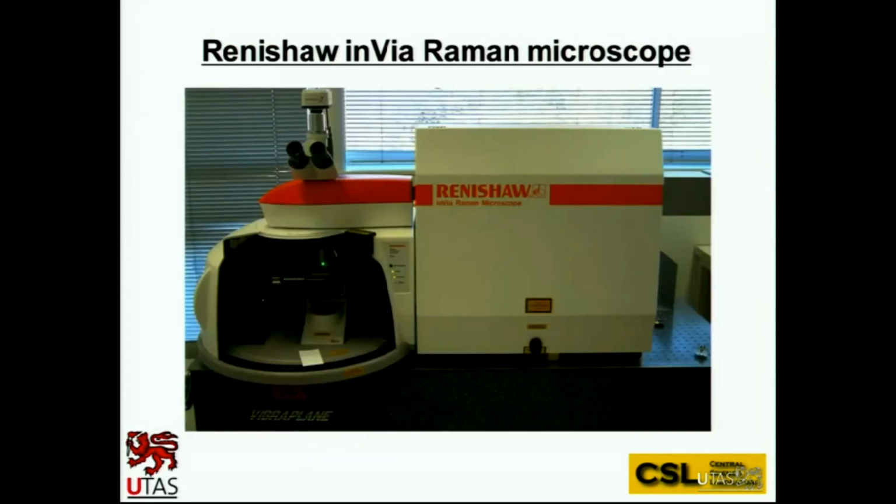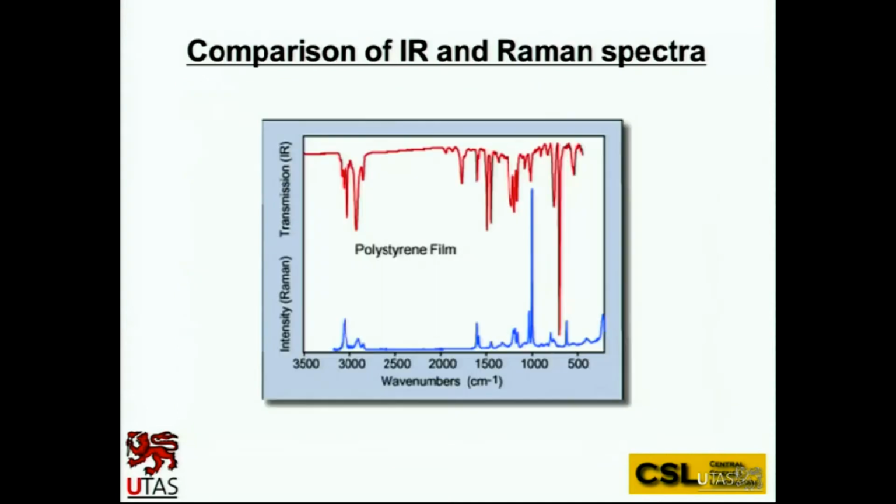So let me quickly introduce the last instrument that we've got in the series, Raman spectroscopy. This is our latest new toy that we got in 2011 through ARC funding, and it's a great instrument. What you actually get out of it is a very similar looking spectrum. What I've got in red is the infrared spectrum that we've seen before of polystyrene. Down below is the Raman spectrum in blue.